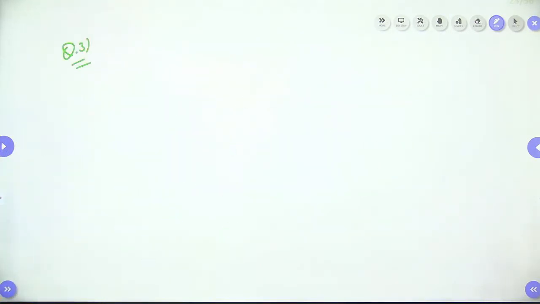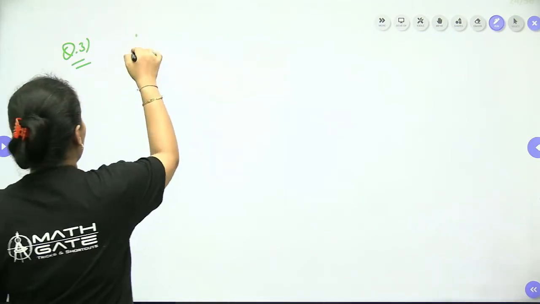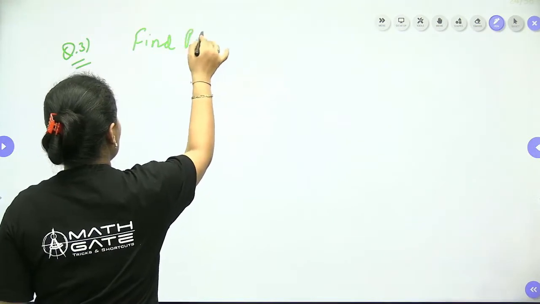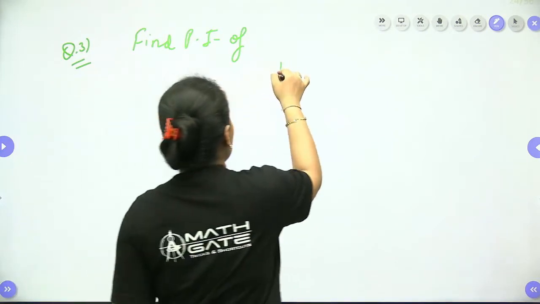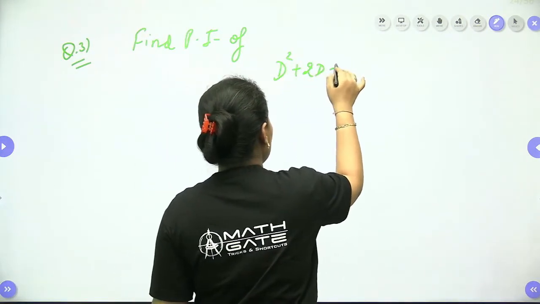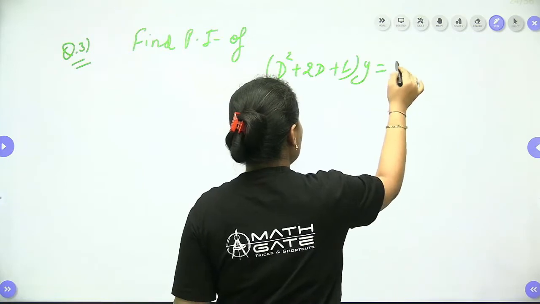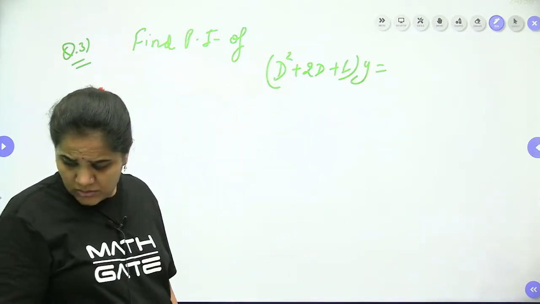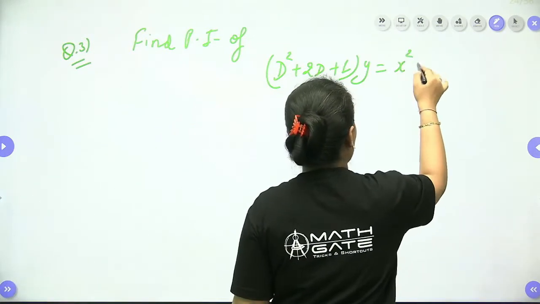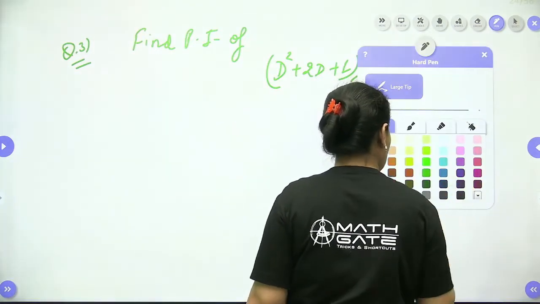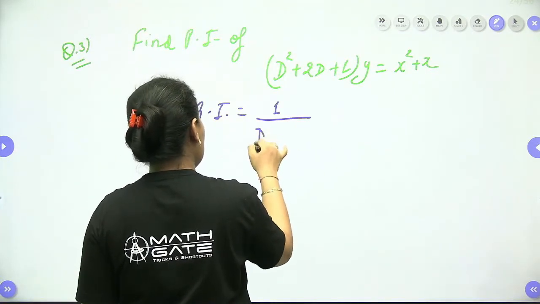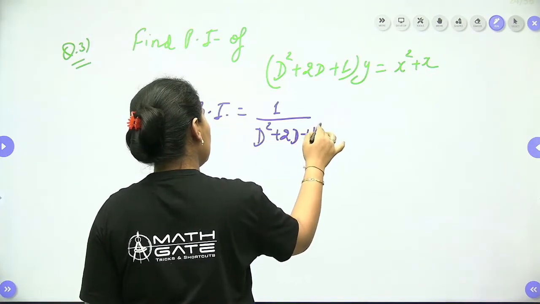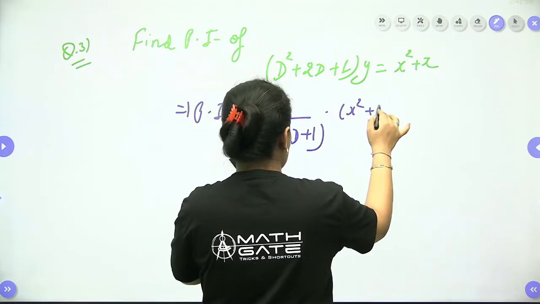So we have to find the PI of D square plus 2D plus 1 into y is equal to x square plus x. Let's find the PI for this one. When we approach this one, the process will be the same: 1 by D square plus 2D plus 1 into x square plus x only.